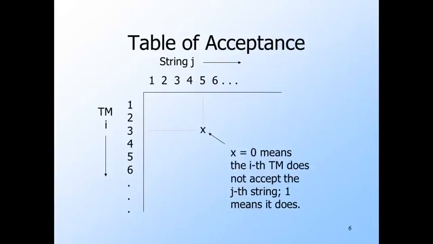So here is a table relating Turing machines to the strings they accept. The value in row i and column j is 1 if the ith Turing machine accepts the jth string, and 0 if it does not. Notice that if the ith Turing machine is one of the flawed ones, then its row is all zeros.